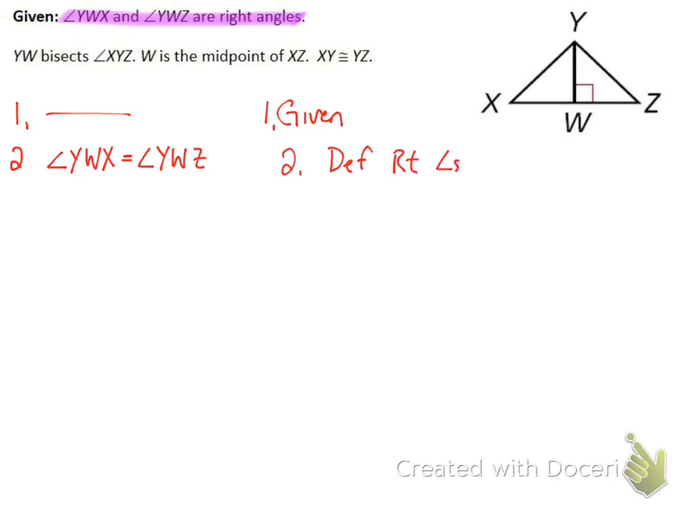Really, the technically correct way of doing it is to say that both those angles are equal to 90, and then use the substitution step to say that they're equal to each other. But we can do this kind of shortcut.